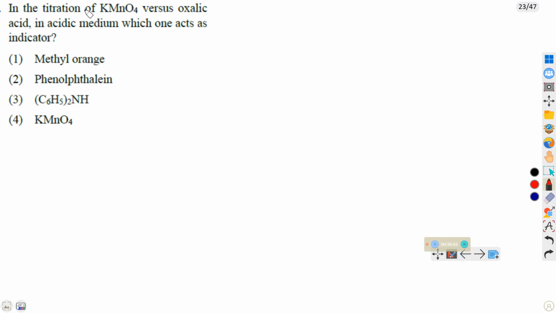In the titration of KMnO4 versus oxalic acid in acidic medium, which one acts as indicator? In KMnO4 reactions, KMnO4 acts as self-indicator.